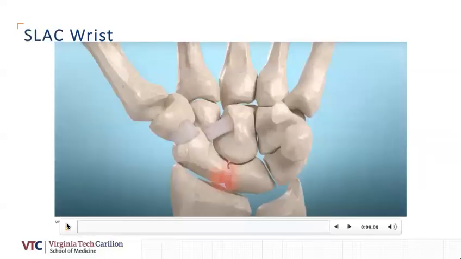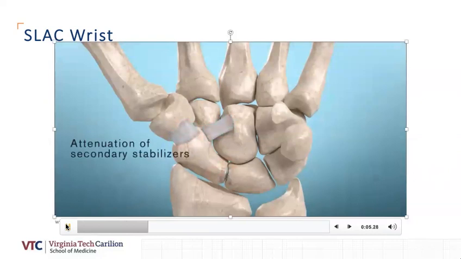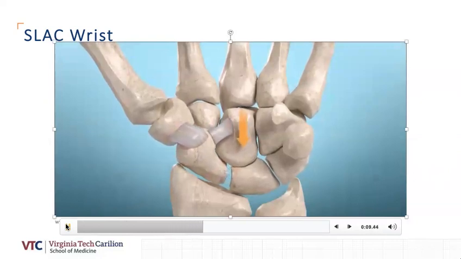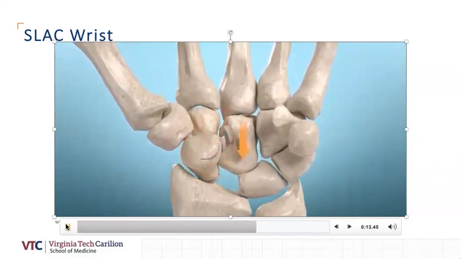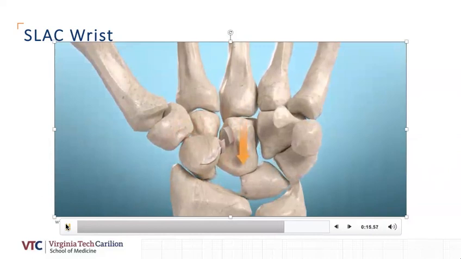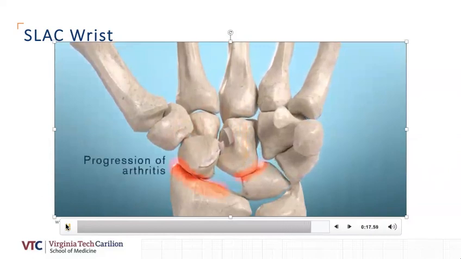Here is a video showing exactly what's happening, and it's a nice depiction of how this happens. You get the disruption of the SL ligaments and then attenuation of the other bones, which results in flexion of the scaphoid and extension of the lunate and triquetrum. Then, as you see, the capitate starts to settle down over time and dorsally subluxes over the lunate, which is how you eventually get capitolunate involvement.